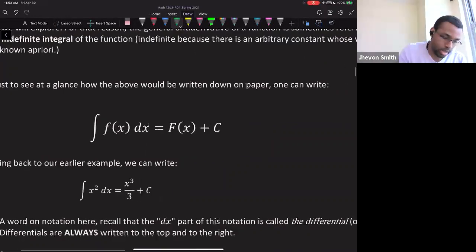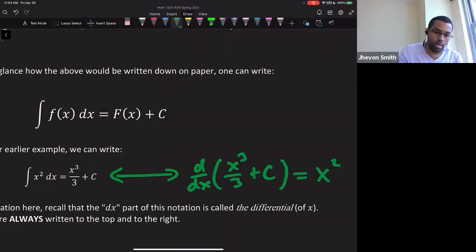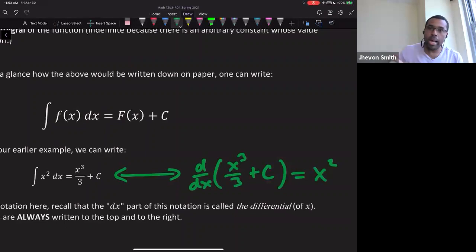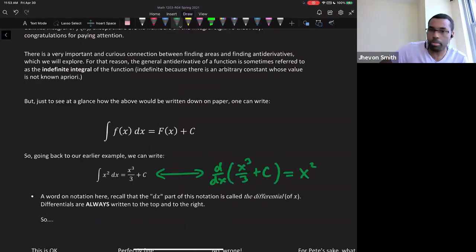This is equivalent to saying the derivative of x cubed over 3 plus c is x squared. So you're kind of saying it backwards. They go backwards like how exponentials and logs go backwards.